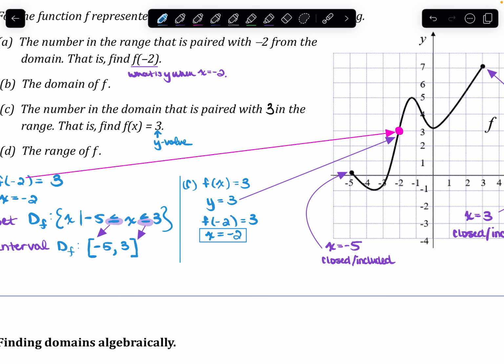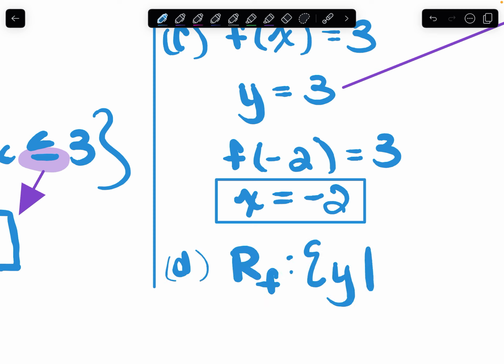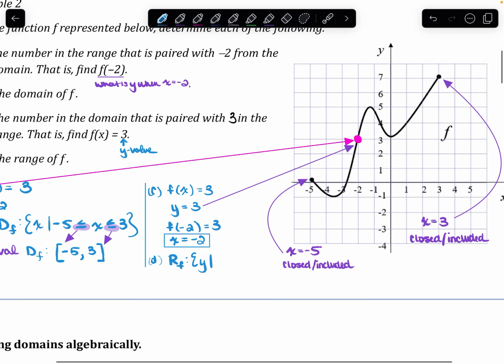All right, for D, we are looking for the range. So the range is your y-axis where you are allowed to be. So again, we're going to do it both ways, set and interval. So R of f, open squiggle, y such that. So this time we are looking at the bottom and the top of our y-axis. I'm going to use dark blue here.